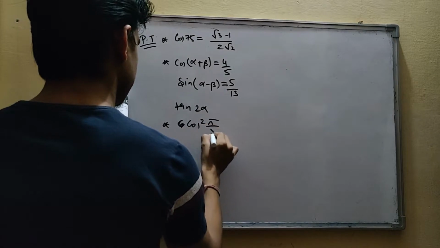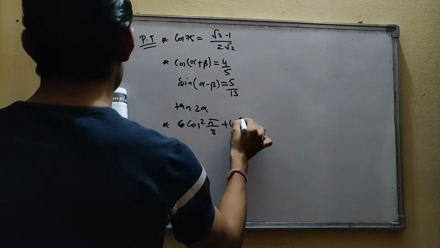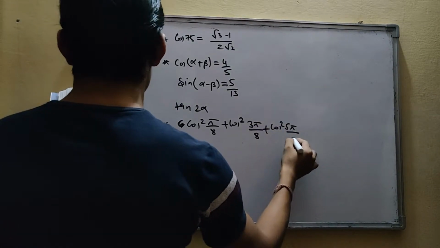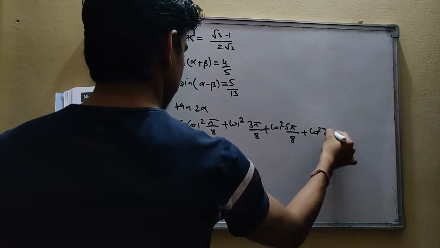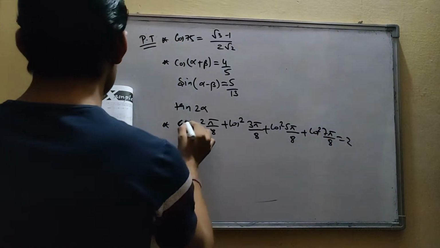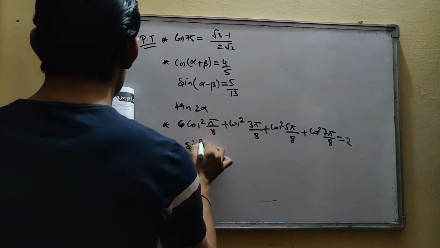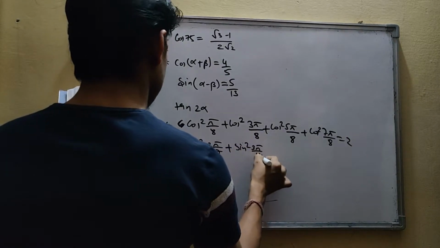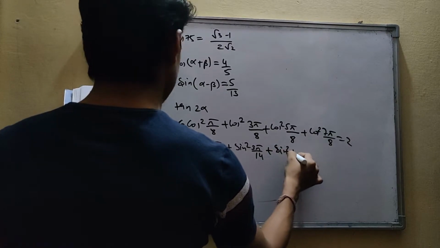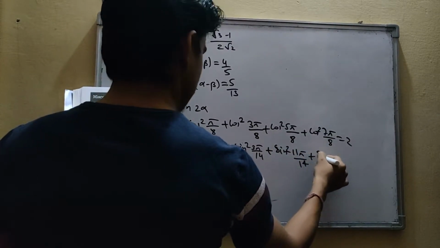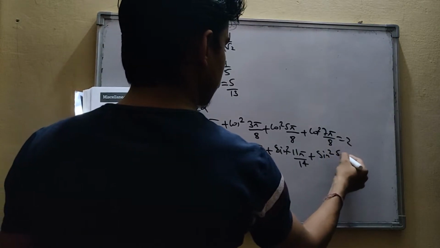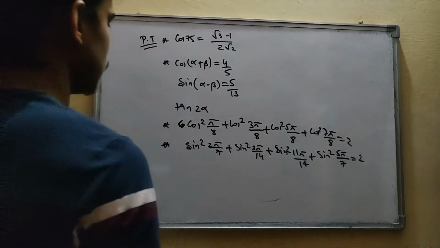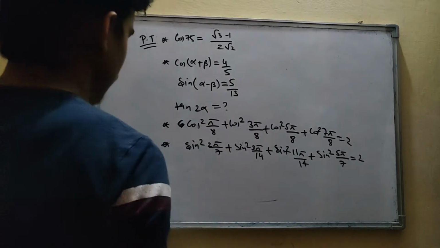And one more. Cos square pi by 8 plus cos square 3 pi by 8 plus cos square 5 pi by 8 plus cos square 7 pi by 8. This is one of the important questions, so you should do it very carefully. Similar to this question, this one is 2 sin square 2 pi by 7 plus sin square 3 pi by 40 plus sin square 11 pi by 40 plus sin square 5 pi by 7 equals 2. You have to prove this. And if these two are given, then you have to find this one also.